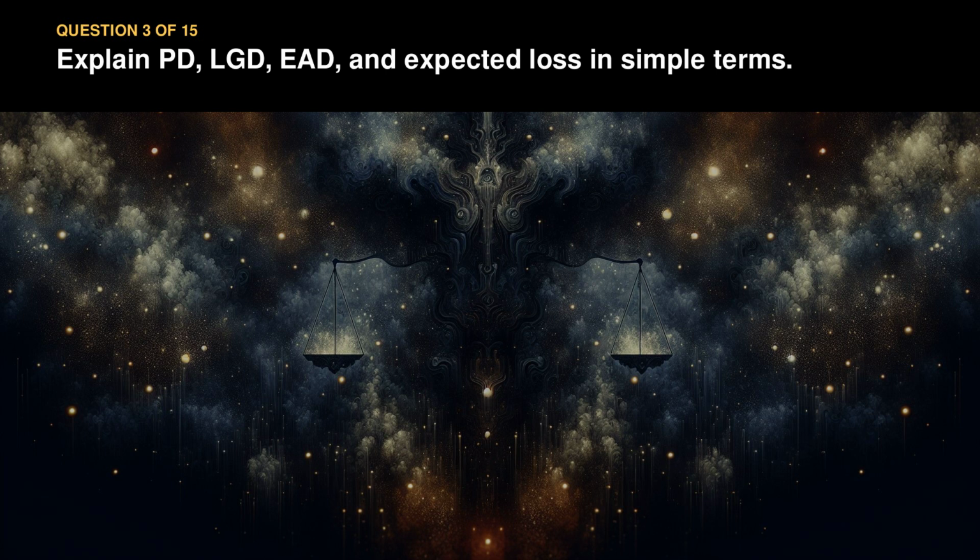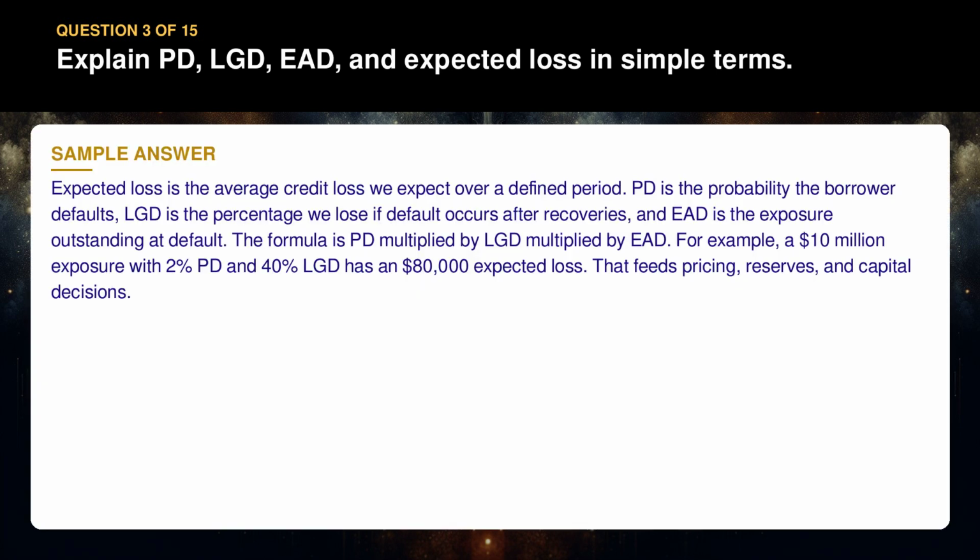Question 3. Explain PD, LGD, EAD, and expected loss in simple terms. Expected loss is the average credit loss we expect over a defined period. PD is the probability the borrower defaults, LGD is the percentage we lose if default occurs after recoveries, and EAD is the exposure outstanding at default. The formula is PD multiplied by LGD multiplied by EAD. For example, a $10 million exposure with 2% PD and 40% LGD has an $80,000 expected loss. That feeds pricing, reserves, and capital decisions.